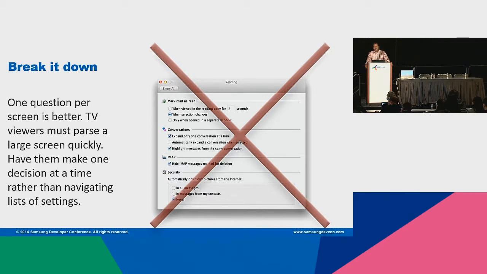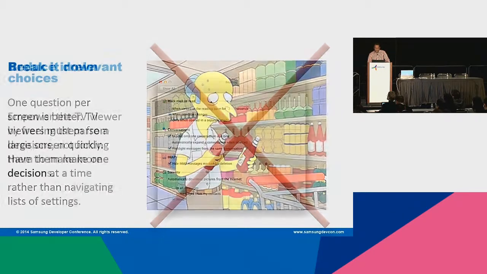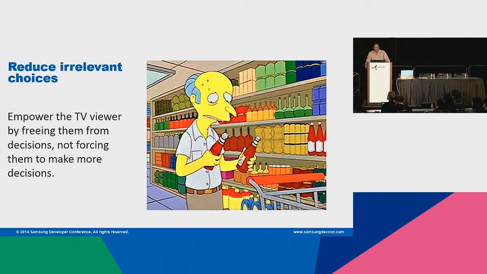So as possible, make screens simple. One thing we recommend is that each screen should represent one clear task at a time. We also recommend that you reduce irrelevant choices. So don't have people decide options that they don't really care about. Anybody remember this episode of The Simpsons where Mr. Burns is trying to choose between ketchup and catsup? Ketchup, catsup.